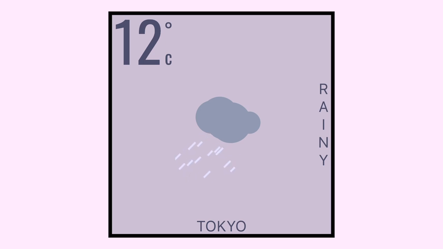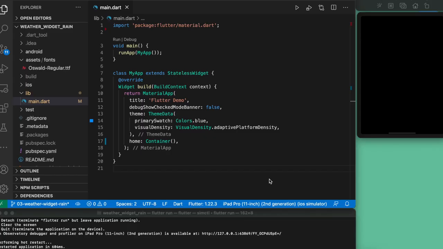Here are a few things you can learn from this video, such as how to place the text on screen and measure the size of the drawn text, how to compose multiple custom paint widgets, and also how to do a simple animation like rain.